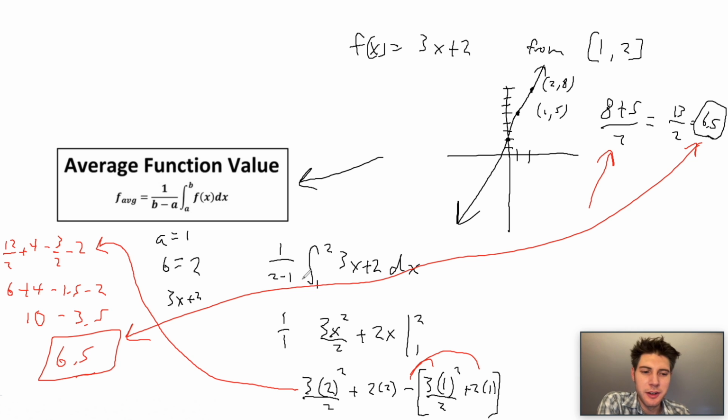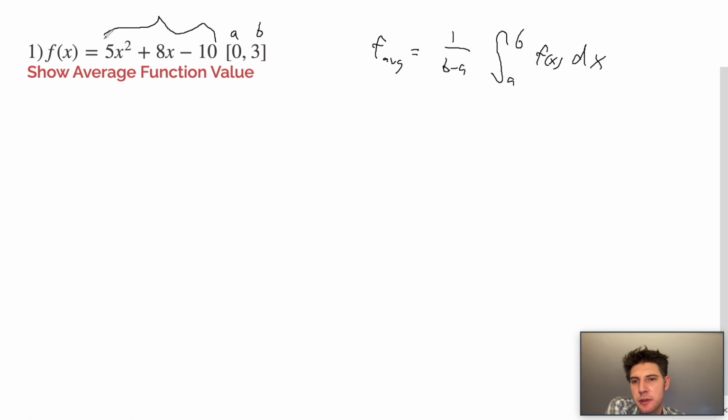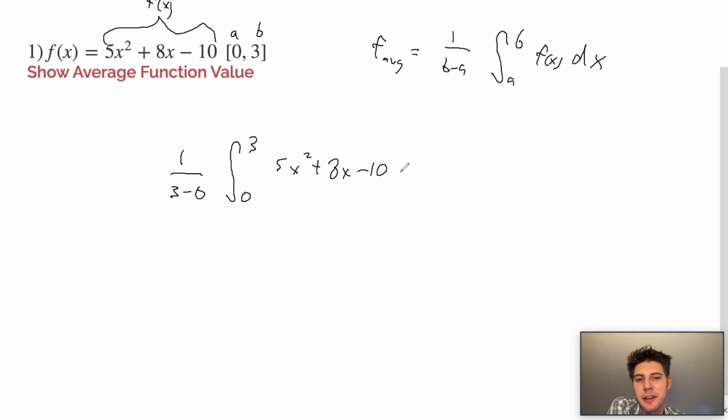Maybe I'll do one more. I'm going to do the one I was originally going to do. So, average function value. And if you remember, the notes for that, f average, is equal to 1 over b minus a times the integral from a to b of the function value dx. So our a is the 0, our b is the 3, and this is our function. So we just plug it into the formula. 1 over 3 minus 0 times the integral from 0 to 3 of 5x squared plus 8x minus 10 dx.